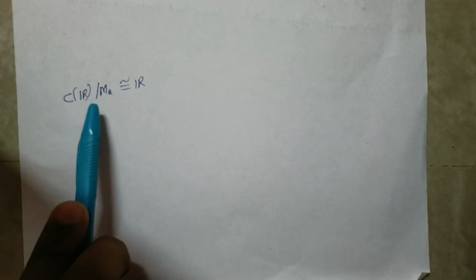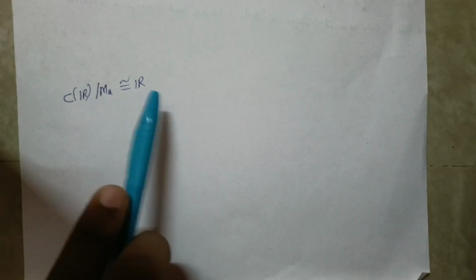Now, another thing which we have to recall is, what does quotient ring mean? When we write something as C of R modulo M_a is isomorphic to R, what does that exactly mean? It is called a quotient ring. It means we are taking all continuous functions and considering two functions equivalent if they agree at the point. So the statement says, the quotient ring obtained from functions vanishing at that point behaves exactly like the real numbers.